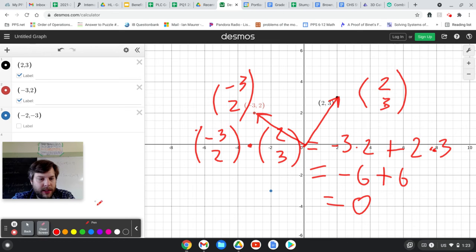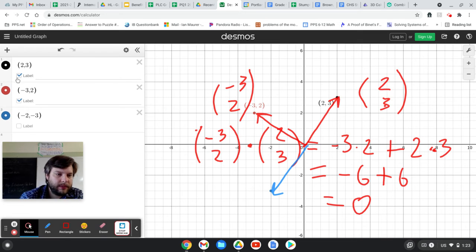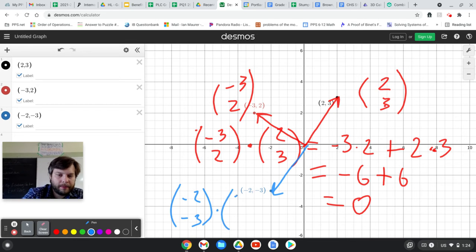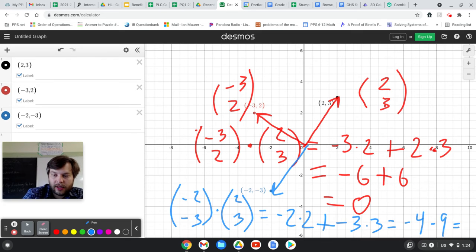If I did the dot product of, let's make this a blue vector. If I did the dot product of -2, -3, there we go. Let's do that. So -2, -3, dot +2, +3. I'll get -2 times 2 plus -3 times 3, which makes -4 minus 9, which makes -13. Okay, so there's a few examples of just what is the dot product. You just take each component and you multiply them and add them up.